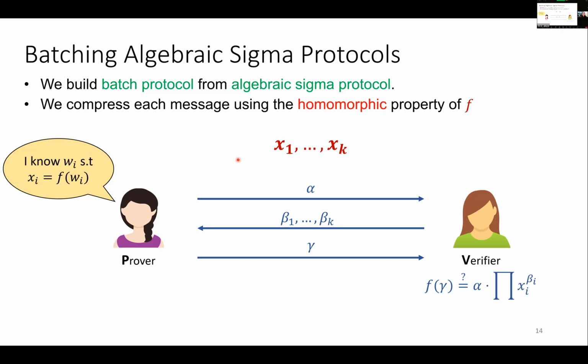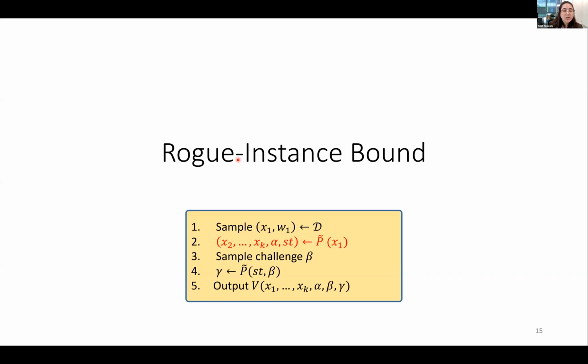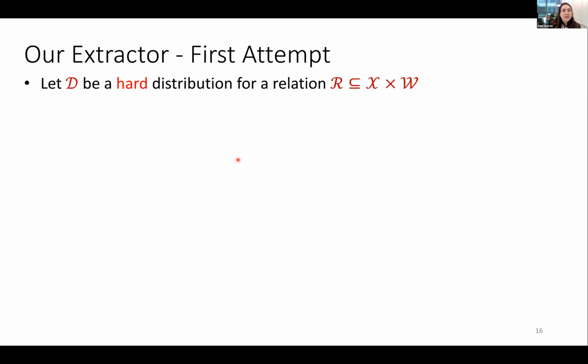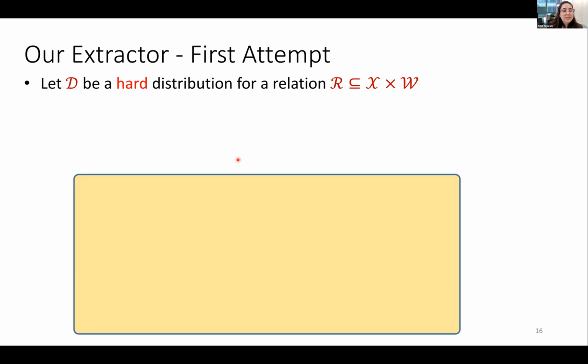So now that we have our batch protocol, we are ready to derive the ROG instance bound for our batch protocol. We said that the distribution is hard if given an instance sampled from a distribution, it's hard to extract the corresponding witness. Therefore, in order to derive a ROG soundness bound, we are going to construct an extractor that is given as input an honestly generated instance x1, which is sampled from the hard distribution, and then it is going to simulate the ROG instance game and specifically the malicious prover itself in order to extract the witness W1. So now we are going to focus on constructing such an extractor.